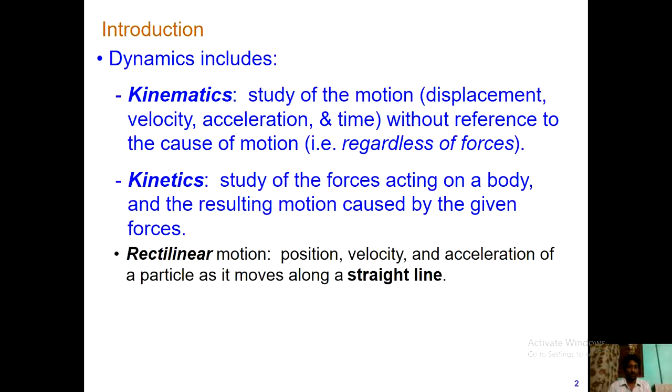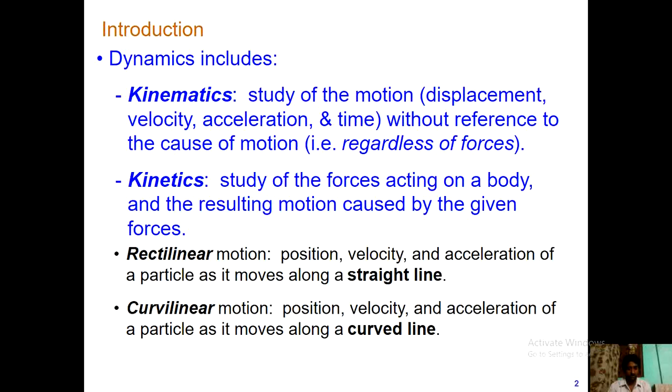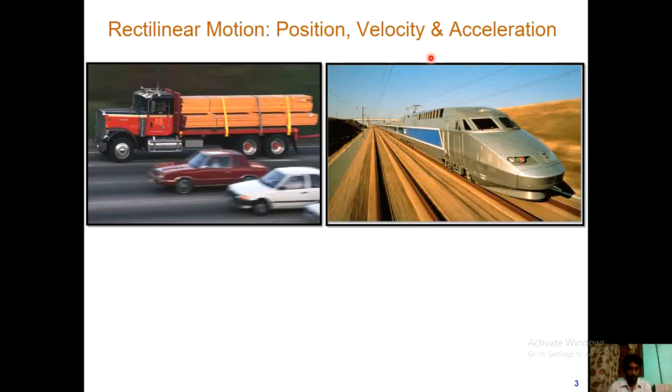Okay, next. Motion has been divided into two parts: one is rectilinear and another is curvilinear. Rectilinear is a motion where a body moves from one point to another in a straight line, and curvilinear is where it will be a curve. A curve can be an arc, a rotation about an axis, a circle, or an irregular curve. So anything can happen. As you can see, this is an example of rectilinear motion.